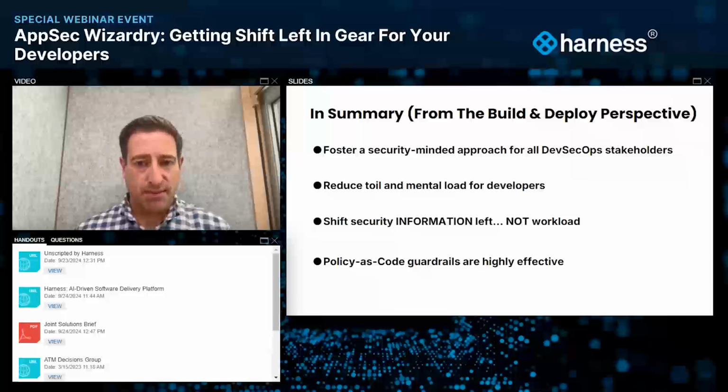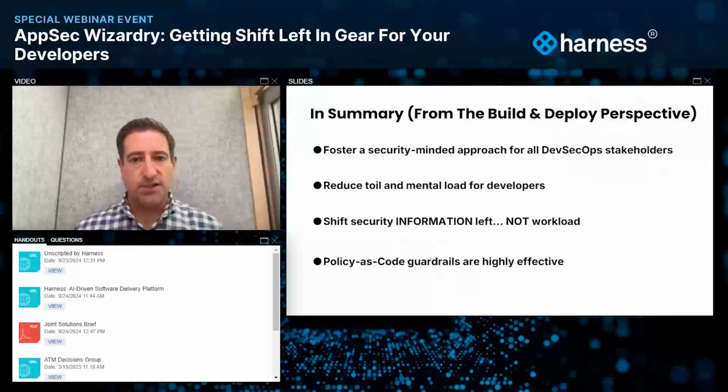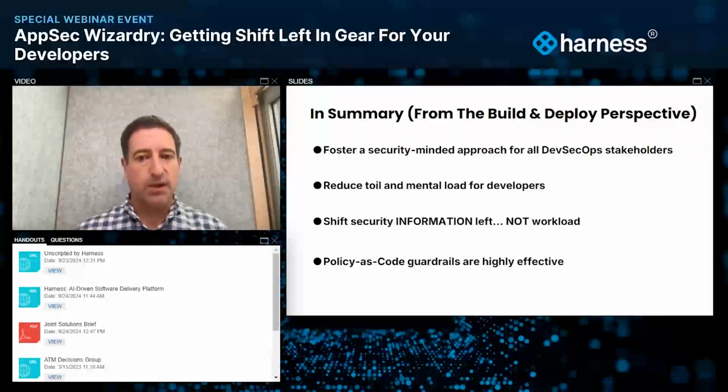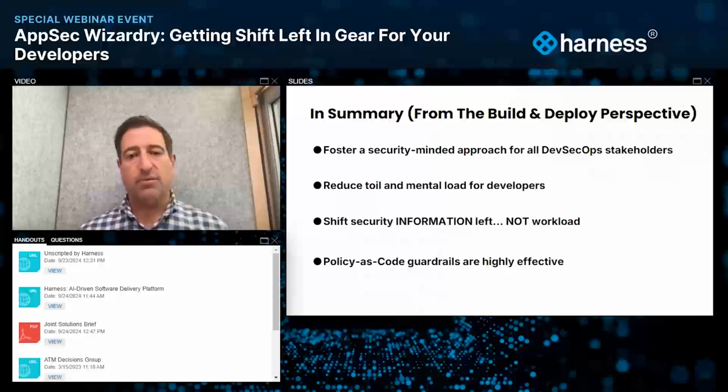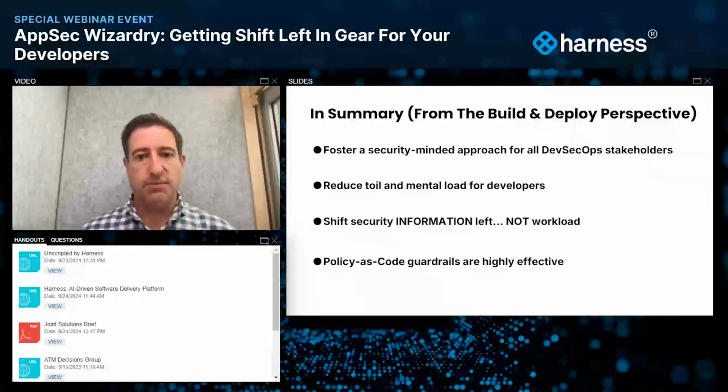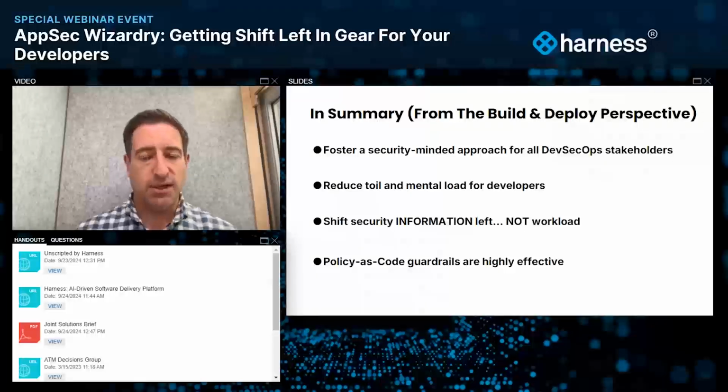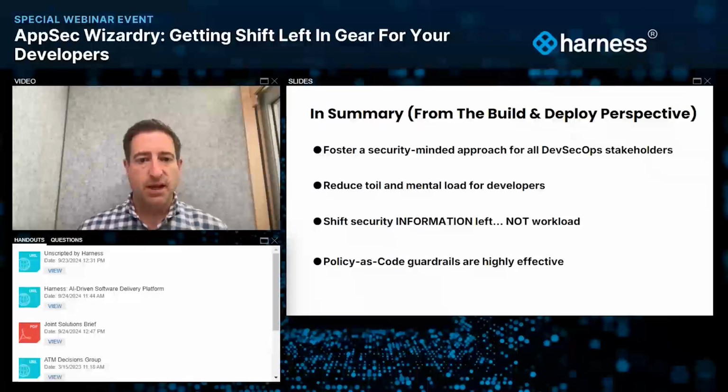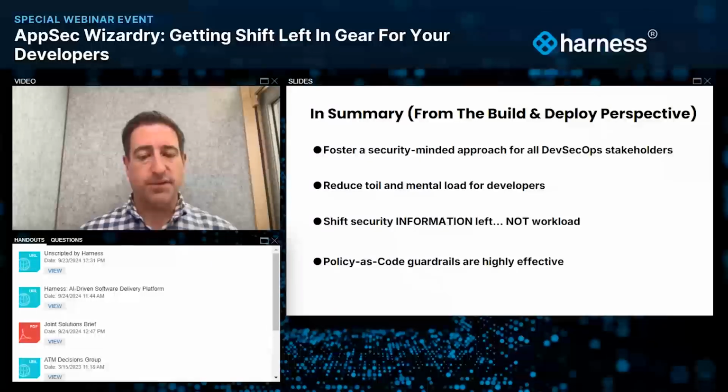Reducing toil and mental load for developers is huge, and this is all possible through a very well thought out approach of integrating security through your pipelines. So that comes down to shifting security information left and not the workload, as I mentioned in the previous slide. And then you have a means of creating guardrails that are effective by making it easier for developers to do the right things and hard for them to do the wrong things.